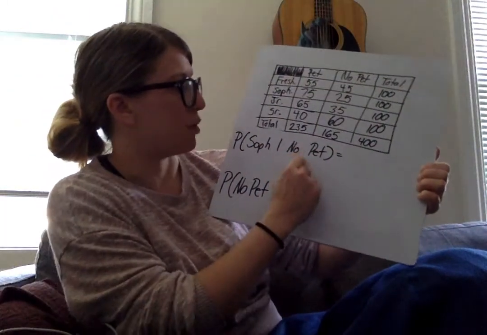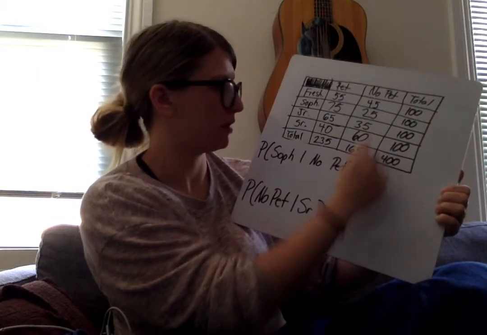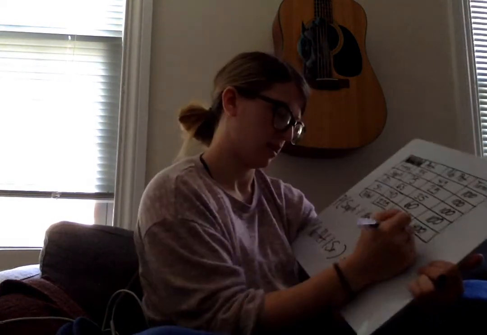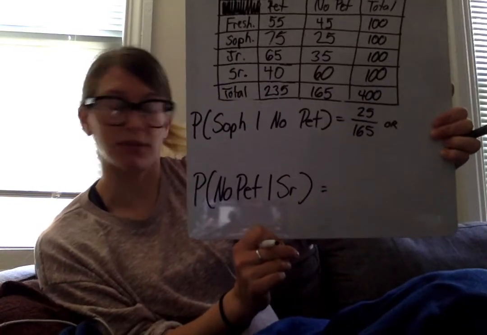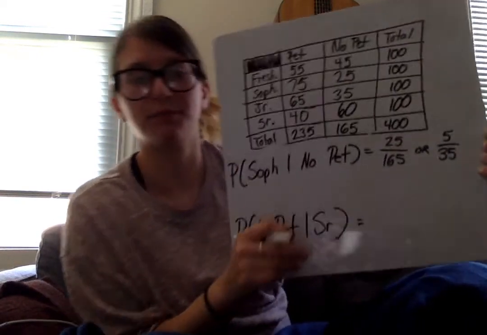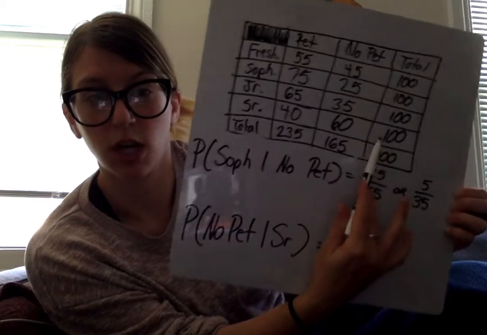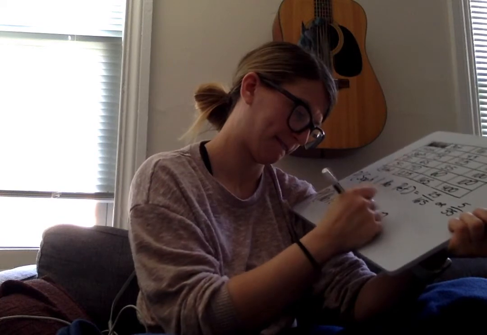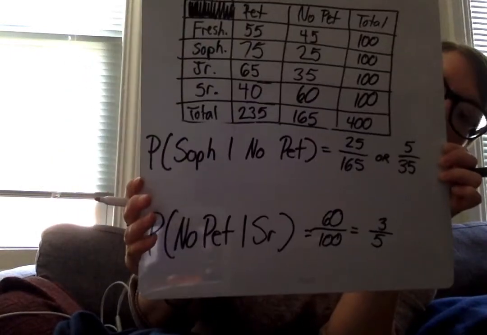So sophomore, given that they have no pet. No pet is last, I'm going to use no pet's total. So 165, the intersection is 25. So my answer is 25 over 165. Or when I simplify it, 5 over 33. Great. Find out no pet, given that they are a senior. So I'm going to go to the senior total, which is 100. Going to go to no pet, that's going to be 60 over 100. And when I simplify that, it is 3/5.